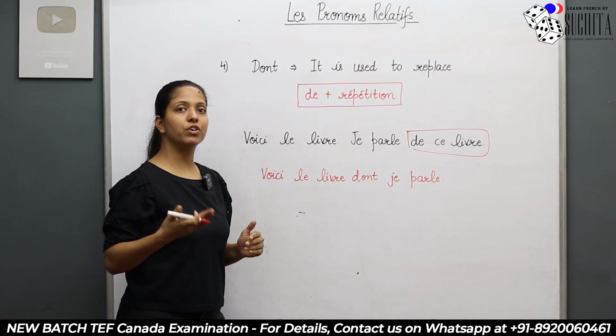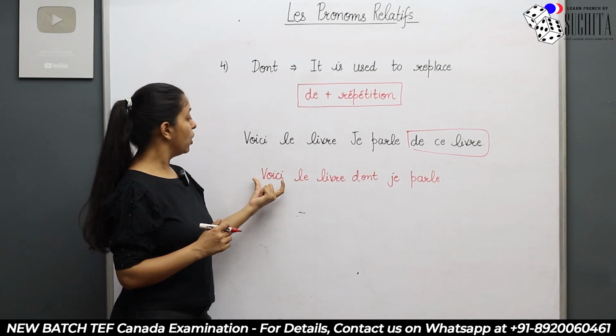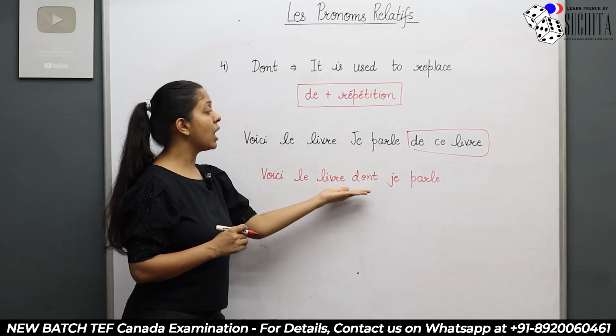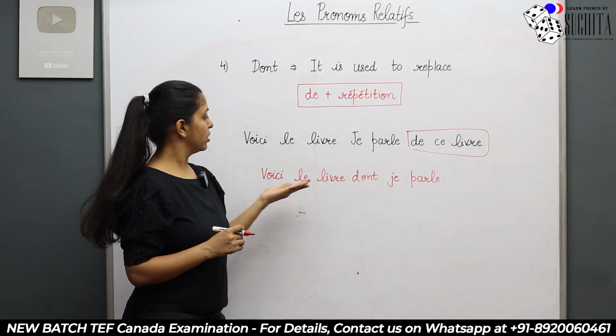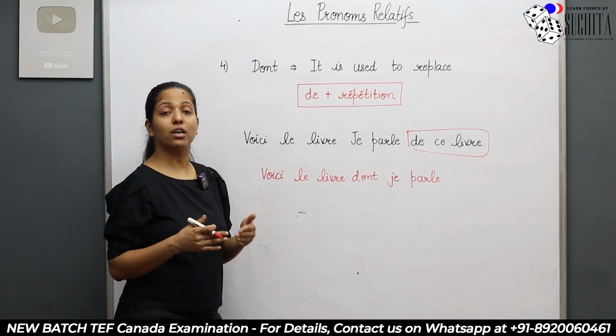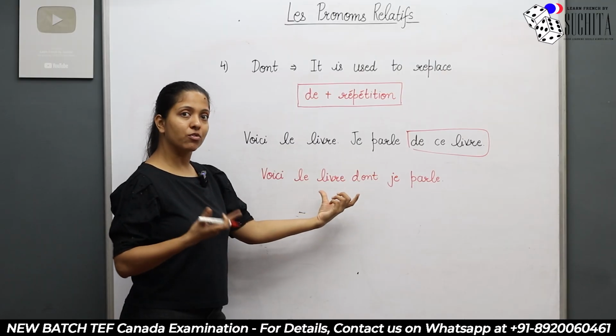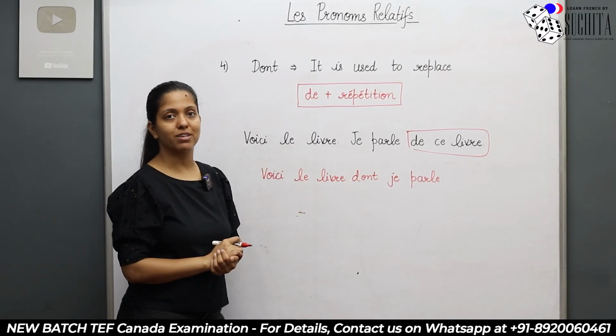Now dont can have different meanings as per the context. For example, here it would mean, here is the book about which I am talking. Here is the book of which I am talking. So that depends upon the sentence. Dont can take different meanings as per your sentence.